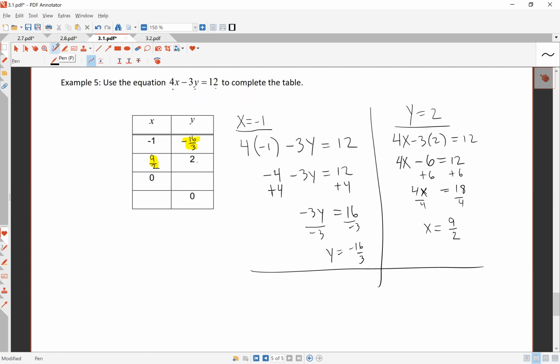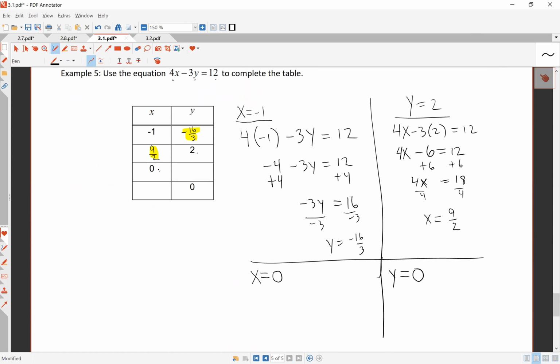But the easy ones are coming. The easy ones are setting x equal to 0 and y equal to 0. So if I set x equal to 0, watch how this works out. Then you're going to have 4 times 0 minus 3y equals 12. Setting x equal to 0 wipes it away, and you're just left with negative 3y is 12. And you can see that in the original equation by just covering that up. And so what does y equal?